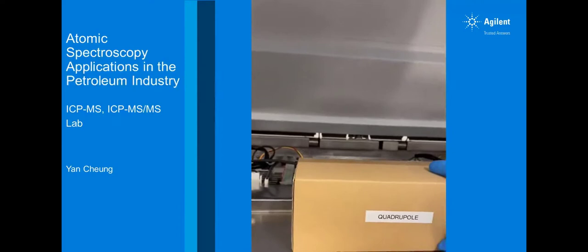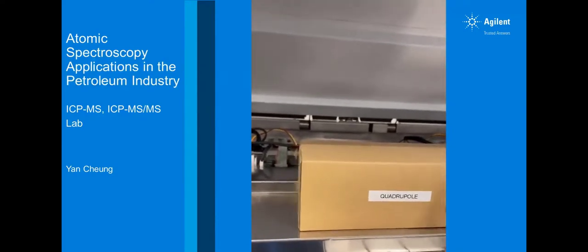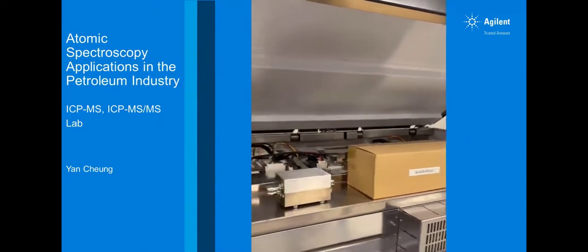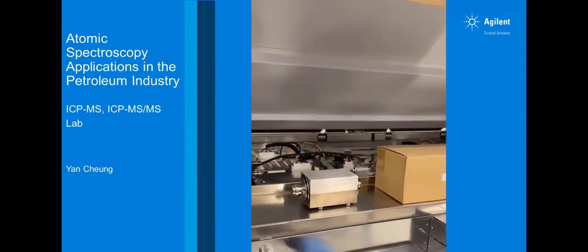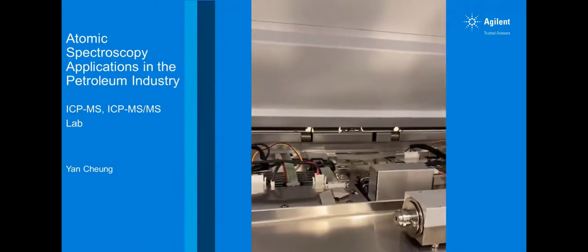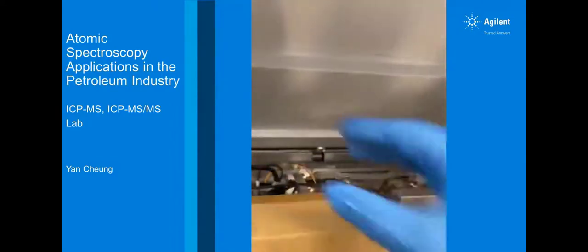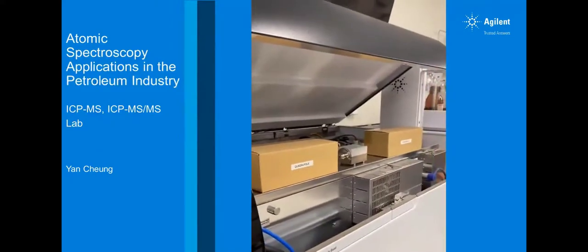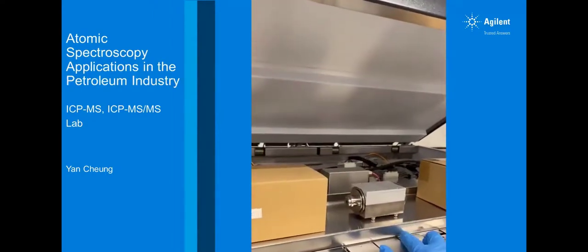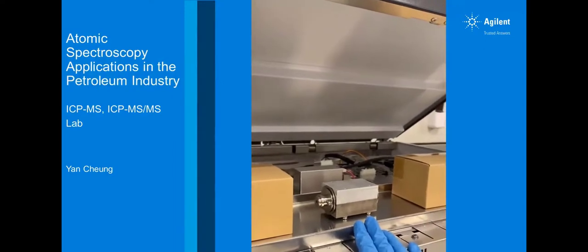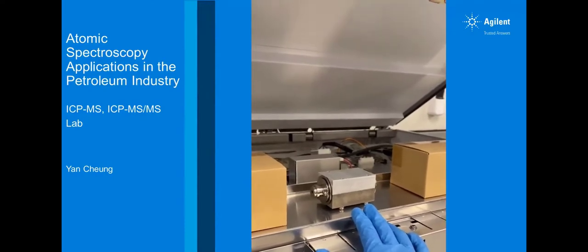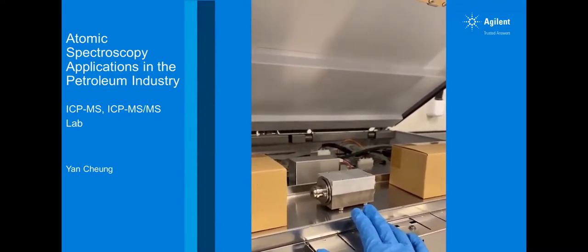I actually don't have a spare quadrupole to show you, so a nice cardboard box will serve the purpose of demonstration. But for a triple quad instrument, an extra quadrupole is placed in front of the collision reaction cell. The extra quadrupole in front of the collision reaction cell is used to control the chemistry and the reactions inside the reaction cell, therefore more effectively to remove interferences.